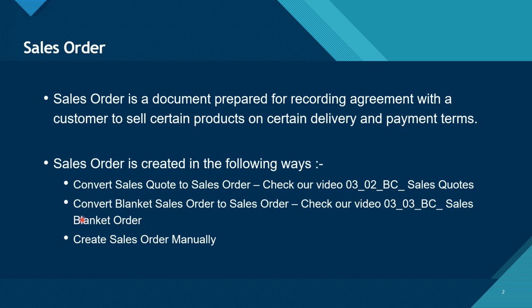The next arrangement is if you have made a bulk arrangement with the customer, on particular days you can convert from the bulk arrangement how many quantities need to be delivered. For that you can convert the blanket sales order to sales orders. Similarly for this function, kindly check our video 0303 BC sales blanket order. The third option is to create sales orders manually.